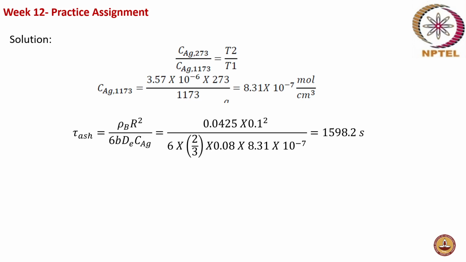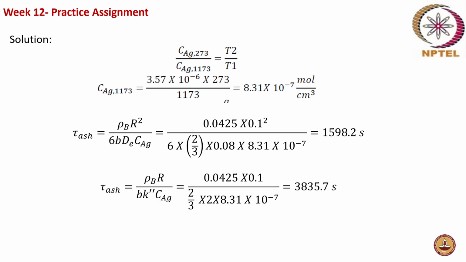Now we have to substitute all the values in the tau of the ash layer. So tau of ash layer is equal to rho B into R square by 6 B into D_E into C_AG. We have all the values. We have also calculated what C_AG is and what B is. So it will be 0.0425 into 0.1, because the radius they have given as 1 millimeter, that is 0.1 centimeter. All are in CGS units, that is why we have substituted 0.1 centimeter. R square divided by 6 into 2 by 3 into 0.08, and the value of effective diffusivity into C_AG is 8.31 into 10 power minus 7. So we'll end up with tau ash as 1598.2 seconds.